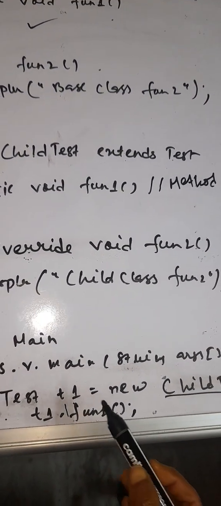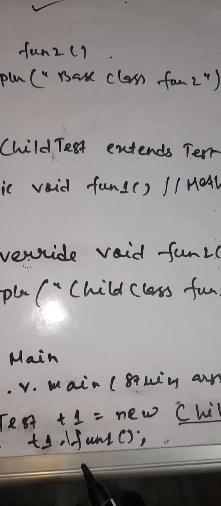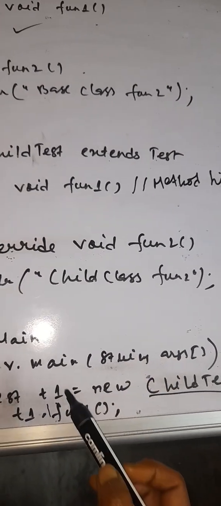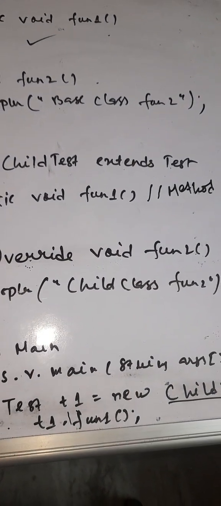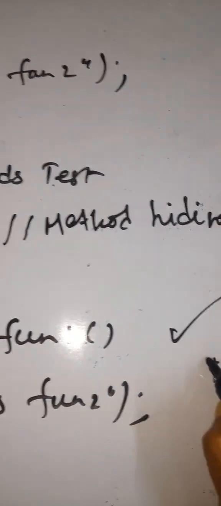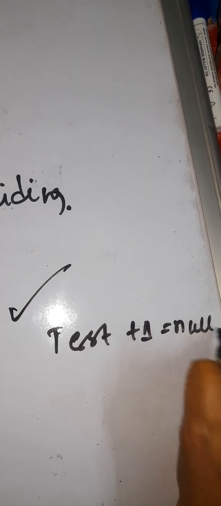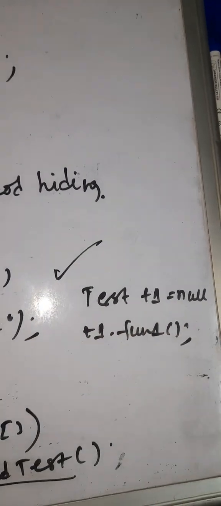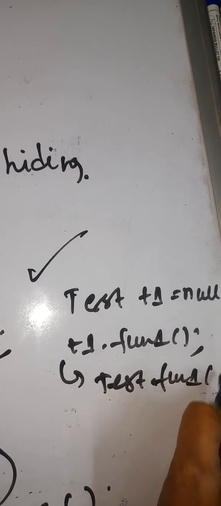Maybe you have one doubt: with the help of the object, how do you call fun1? This t1.fun1 is not a call on the object of the child class, because fun1 is a static method. A static method is not called with the help of the object. Basically you are calling it with the help of the class name. Why? Because if you use this syntax, maybe Test t1 equal to null, and you call t1.fun1, this is possible. So t1.fun1 means basically Test.fun1. This is very interesting.